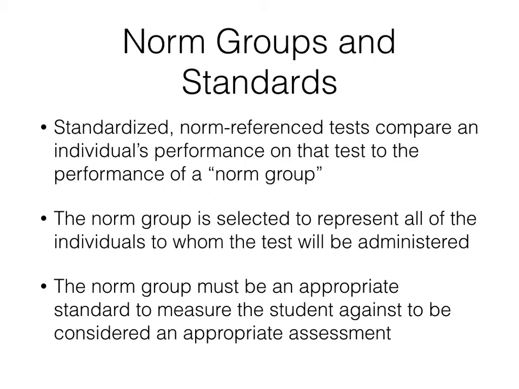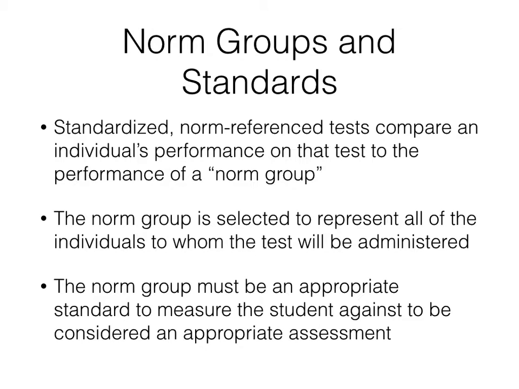So I wanted to talk a little bit more about norm groups and standards. These are really important when we're talking about standardized test or standardized norm reference test. The standardized norm reference test compare an individual's performance to that of the individuals that were in the normative group. So the norm group should be selected to represent all of the individuals that will eventually be taking the test. So the norm group should really be selected to be representative of the population that will eventually participate in the test.